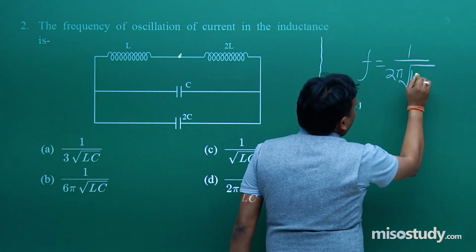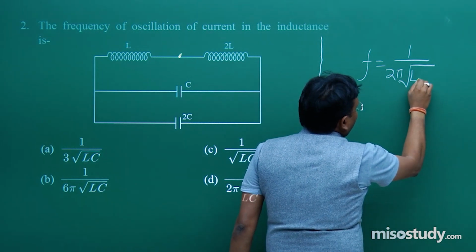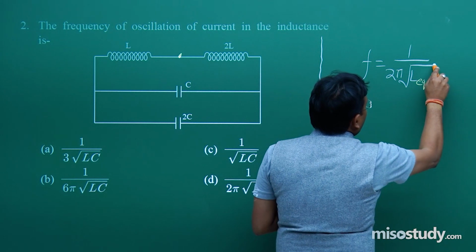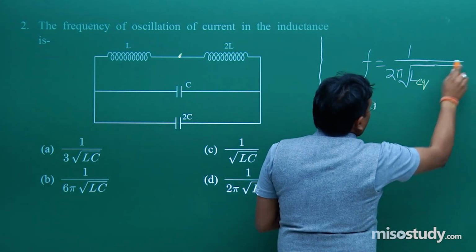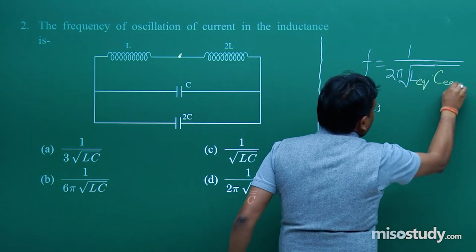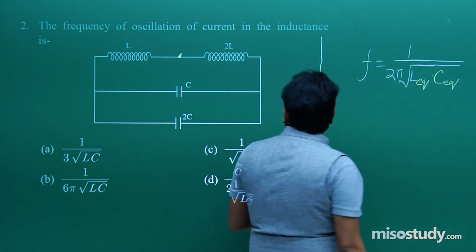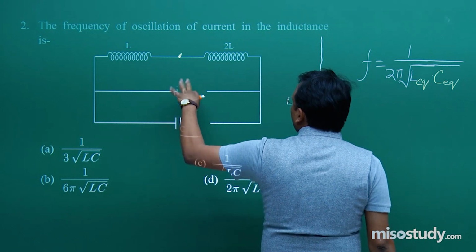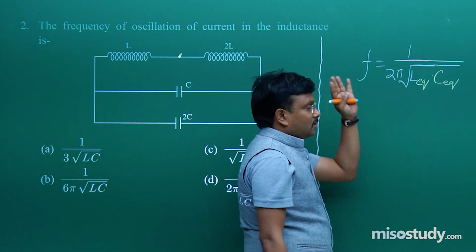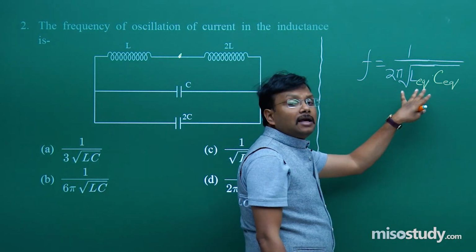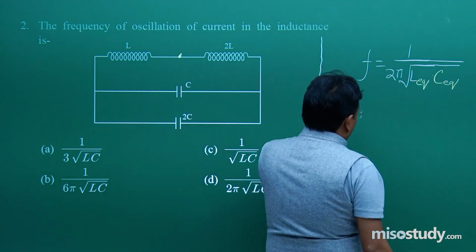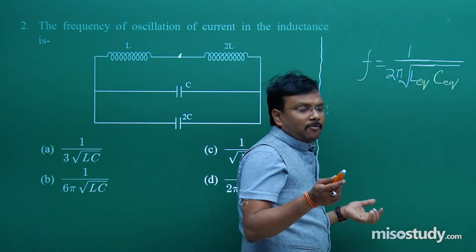I will write it as L equal, fine, L equal into C equal, because 2 inductors, 2 capacitors, individually why to write down? So write down like this. Ultimately you can find the L equal, that is series combination, C equal, that is the parallel combination. Fine. So that is not a problem for you.